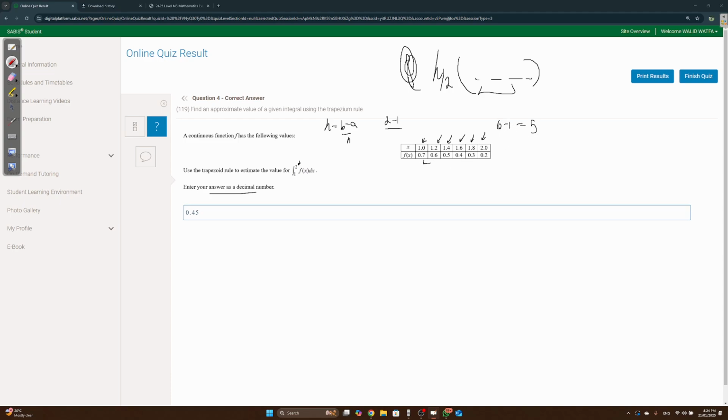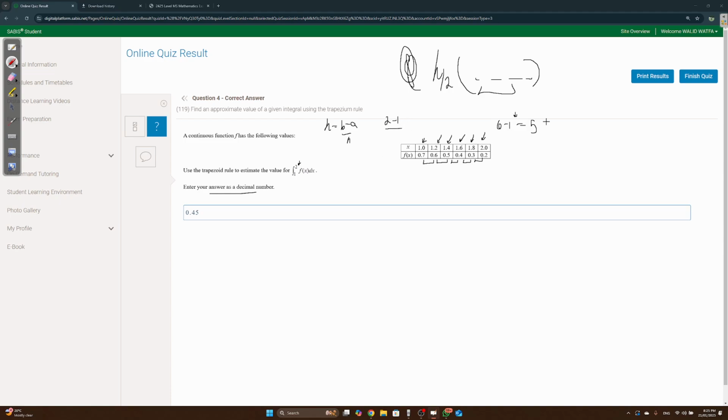Why? Because this counts as one subinterval, this counts as one subinterval, this counts as another, this counts as another, and this counts as another. And that's 1, 2, 3, 4, 5. So you can think of it as that. That's what the subinterval is. It's all numbers in between these two. If you want to not waste your time, just count how many values you have and subtract by 1.